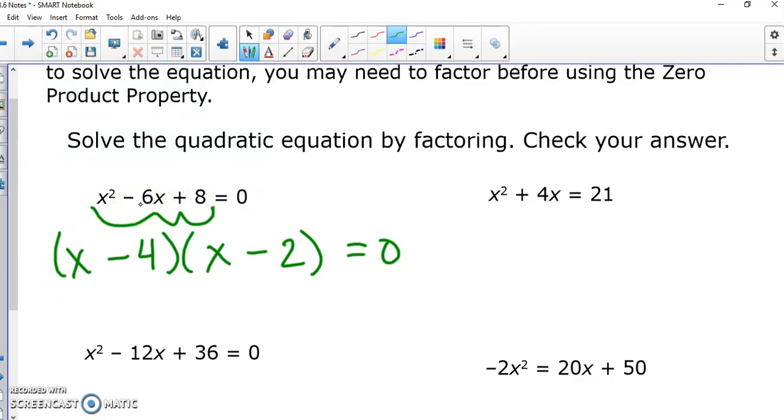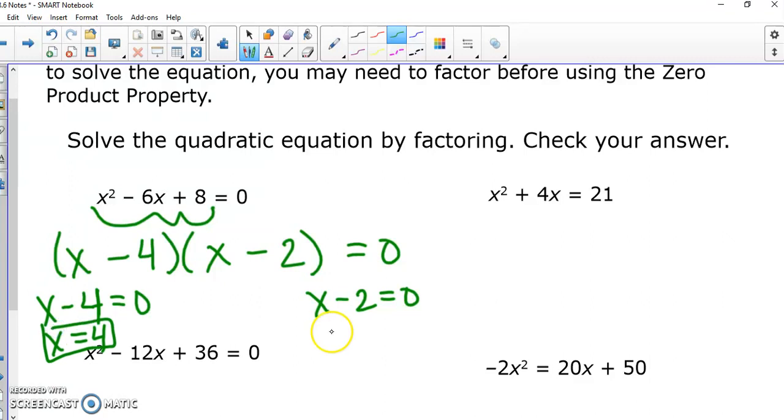So now that I've got them factored, I can do what I did on the previous slide and set each one equal to 0. So I'll have x minus 4 equals 0 and x minus 2 equals 0. And then if I solve from there, x could equal 4 or x could equal 2. So my two solutions would be 4 and 2.